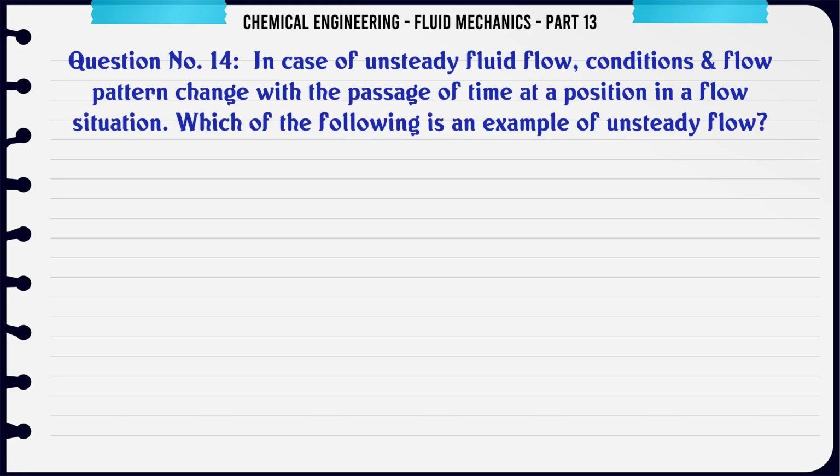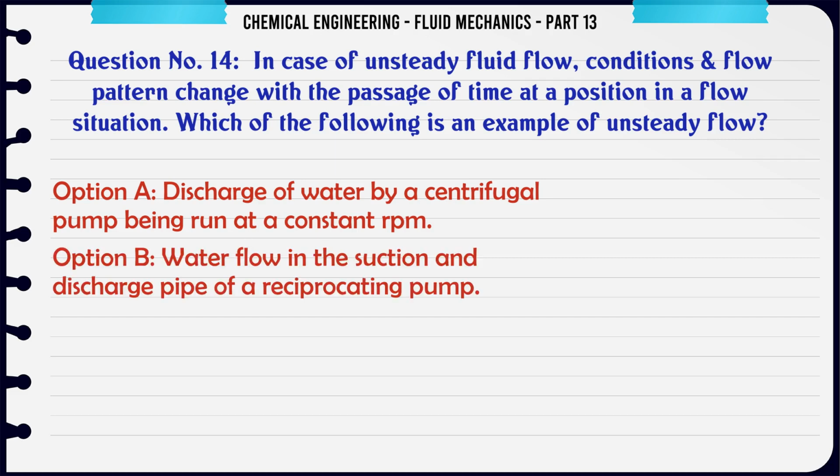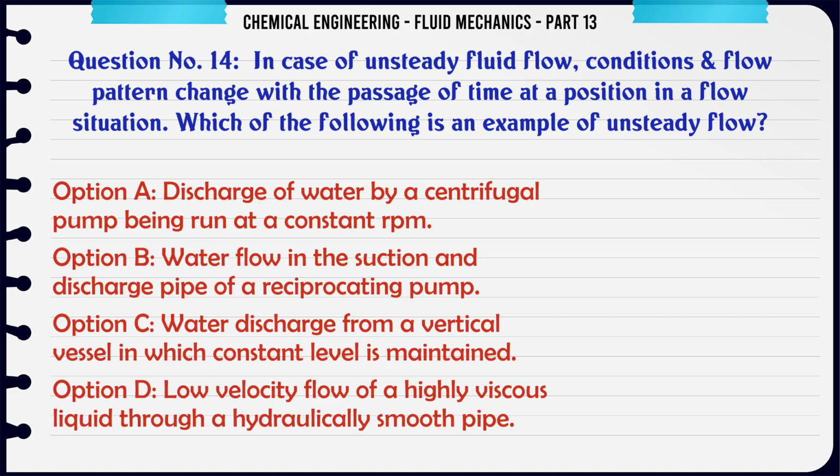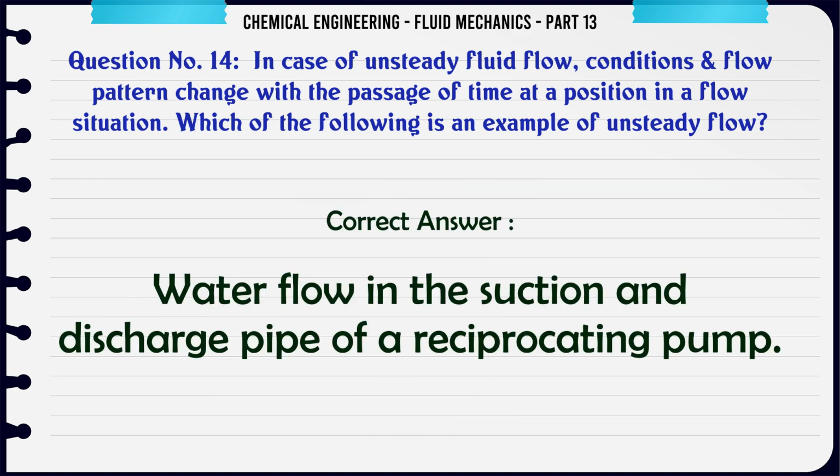In case of unsteady fluid flow conditions, flow pattern changes with the passage of time at a position in a flow situation. Which of the following is an example of unsteady flow? A. Discharge of water by a centrifugal pump being run at a constant RPM. B. Water flow in the suction and discharge pipe of a reciprocating pump. C. Water discharge from a vertical vessel in which constant level is maintained. D. Low velocity flow of a highly viscous liquid through a hydraulically smooth pipe. The correct answer is water flow in the suction and discharge pipe of a reciprocating pump.